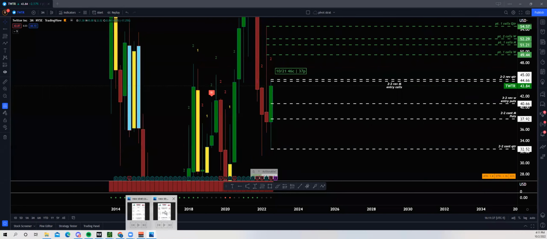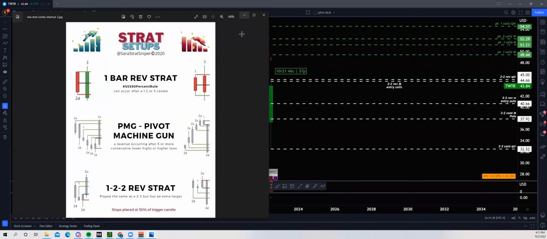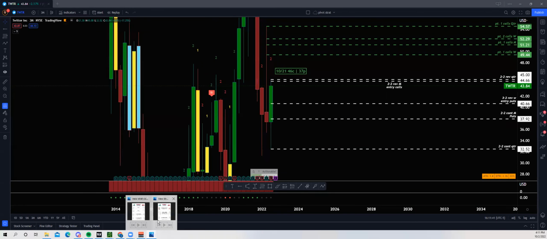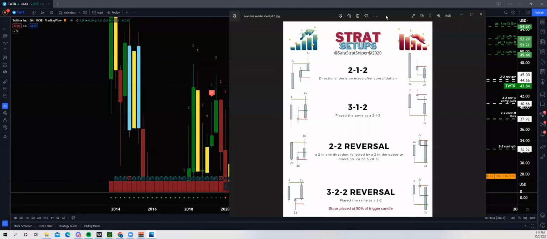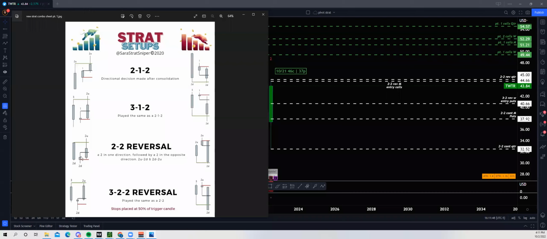So if I pull back up the strat cheat sheet, not that one, the other one, there we go. I'm looking for that 2-2 reversal to the upside, and then breaking the high of the candle. So right now, again, this candle hasn't been created yet.